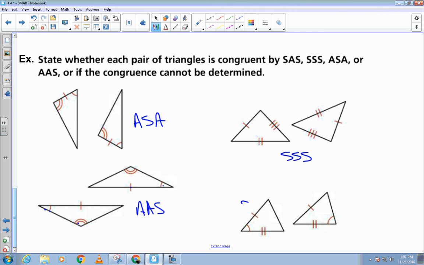Okay, what about this one? Okay, I've got side, angle, side here, but what do I have here? Do they match? No. So this one is not possible. That's why I said it's important to look at both triangles. We established SAS here, right? But the two sides of the angle weren't in sync. Okay, so that's not possible.